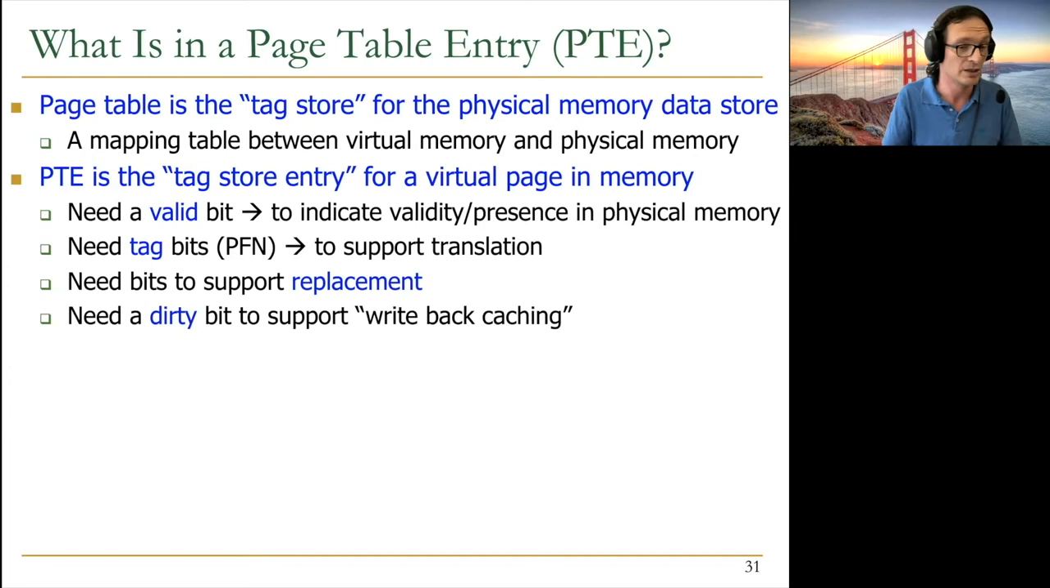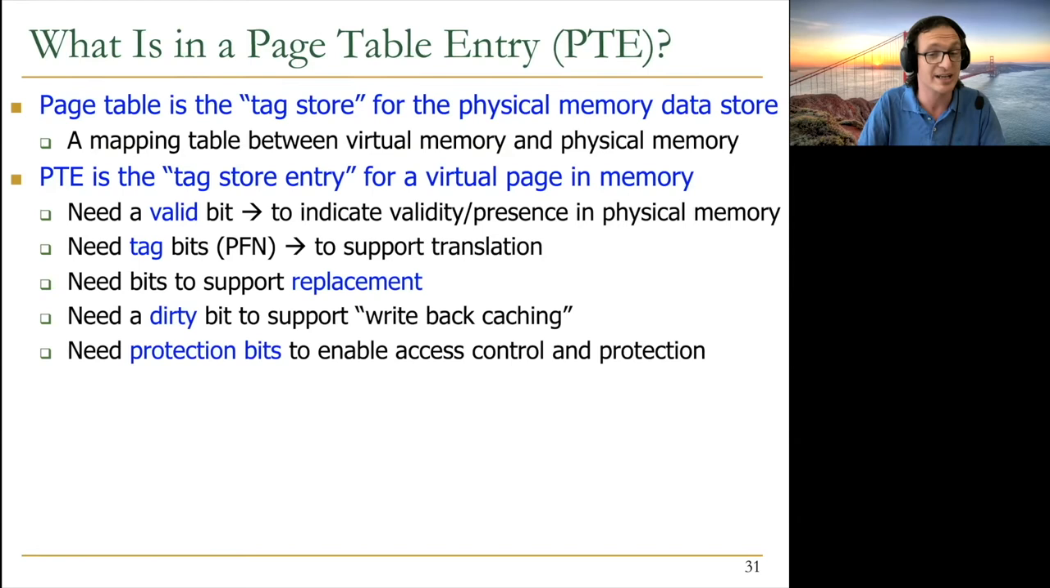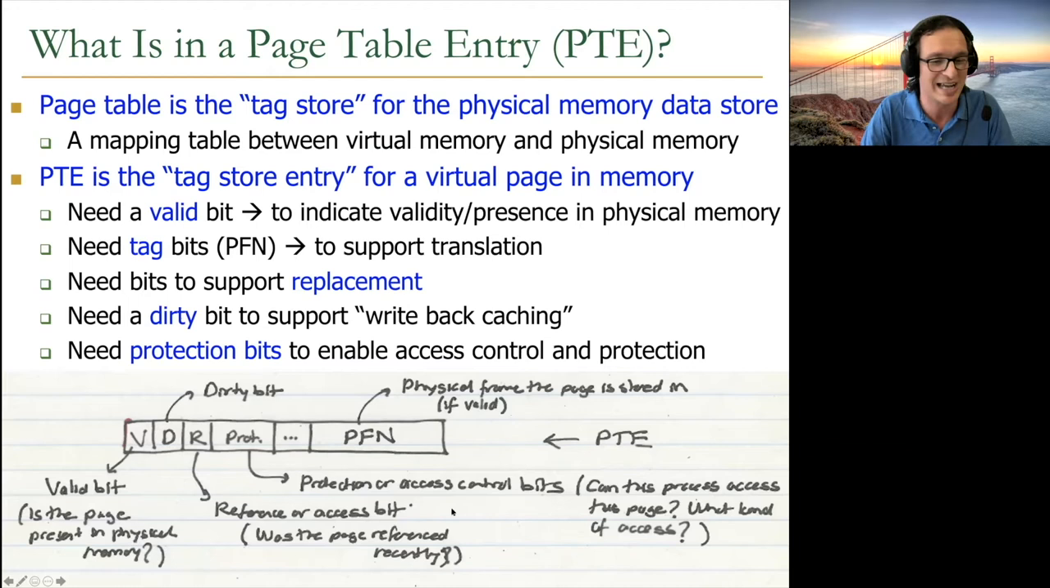You need protection bits to enable access control and protection. And this is going to be important in our later discussion because virtual memory provides support for memory protection as well, not just address translation. So this is my cartoonish picture that basically shows all of these. I'm not going to go through this cartoonish picture, but we're going to examine it.